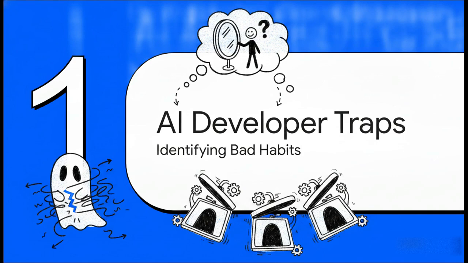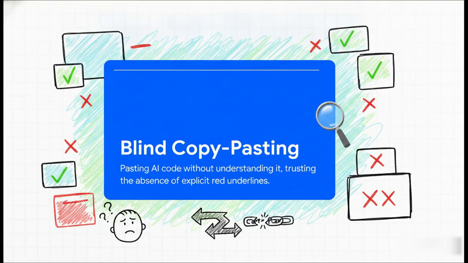Let's identify those bad habits. Trap number 1 is what we call the illusion of competence, or, blind copy pasting. You give the AI a prompt, you grab the generated code block, you paste it into VS Code, and hey, as long as there are no angry red squiggly lines from your linter, you just move on. It feels great, right? Green check marks all around. But the trap here is relying on those check marks without actually being able to explain, line by line, what that code is doing under the hood.